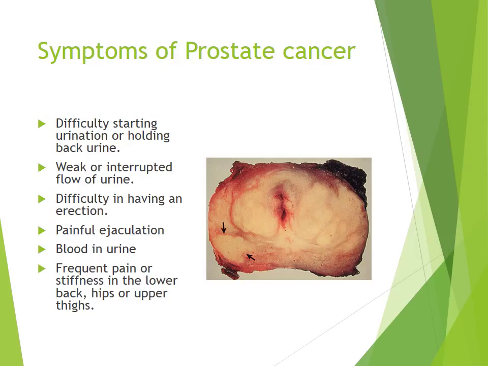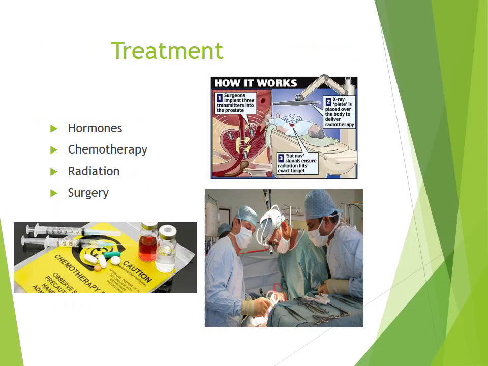Symptoms of prostate cancer: difficulty starting urination or holding back urine, weak or interrupted flow of urine, difficulty in having an erection, painful ejaculation, blood in urine, frequent pain or stiffness in the lower back, hips, or upper thighs.